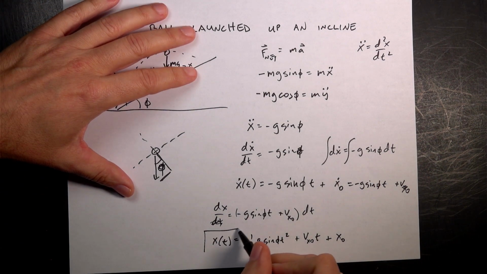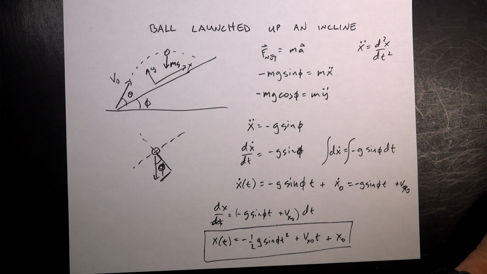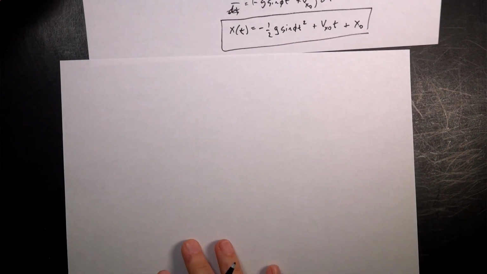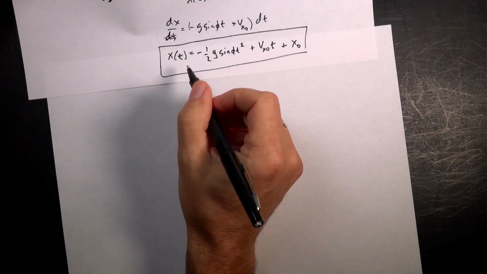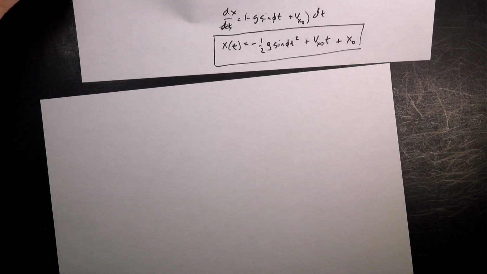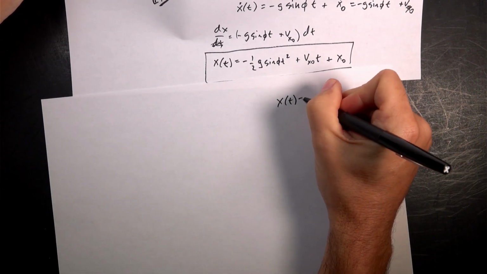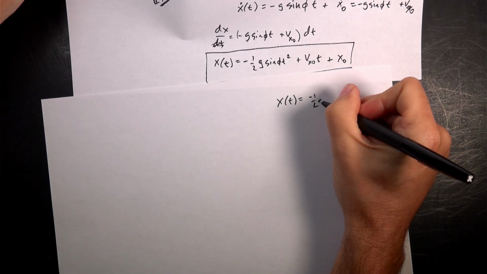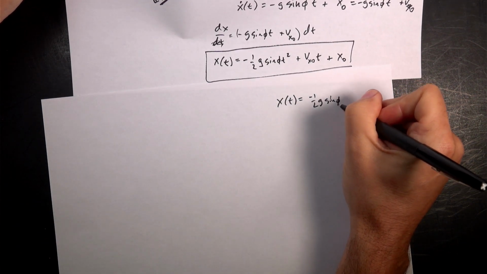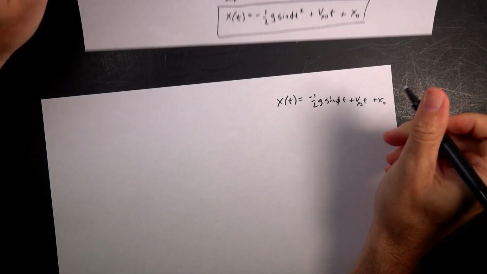And that's my equation of motion in the x direction. Okay, let's set it up in the y direction. It actually is going to be almost the same thing. So let me write down over here my x equation. X as a function of t is -1/2 g sine phi t squared plus vx0 t plus x0.